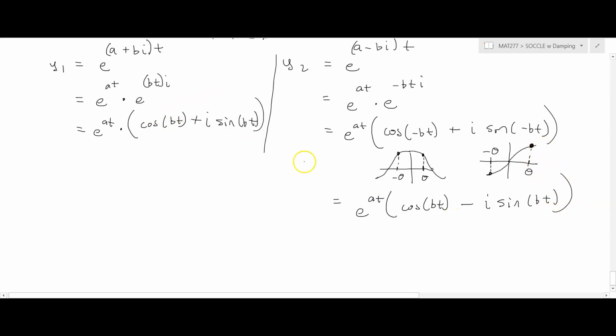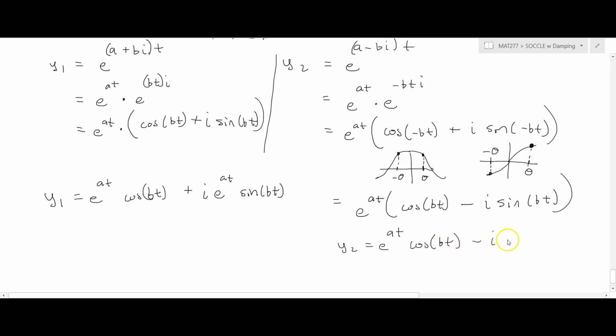And so what that does is now we see that these two solutions are very similar. So we have y1 equals e to the at cosine bt plus i times e to the at sine bt. And our second solution here, y2, is equal to e to the at cosine bt minus i e to the at sine bt. So those are our two solutions, and still they have that imaginary number in there.